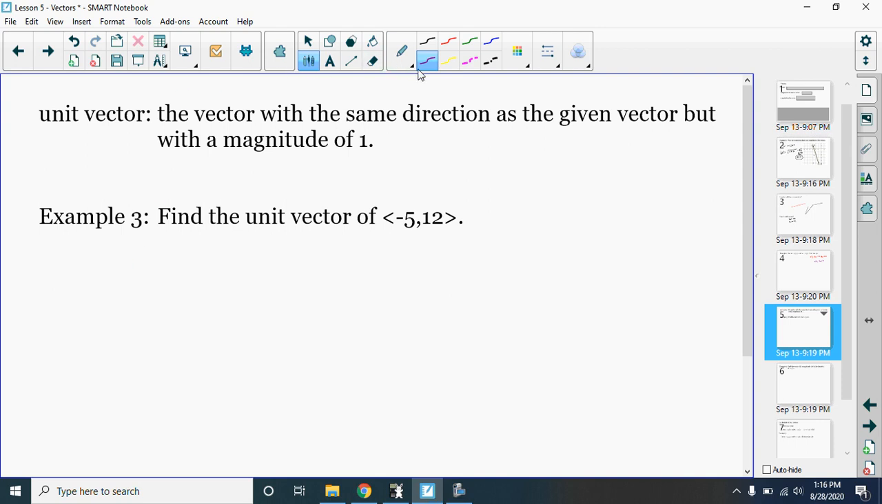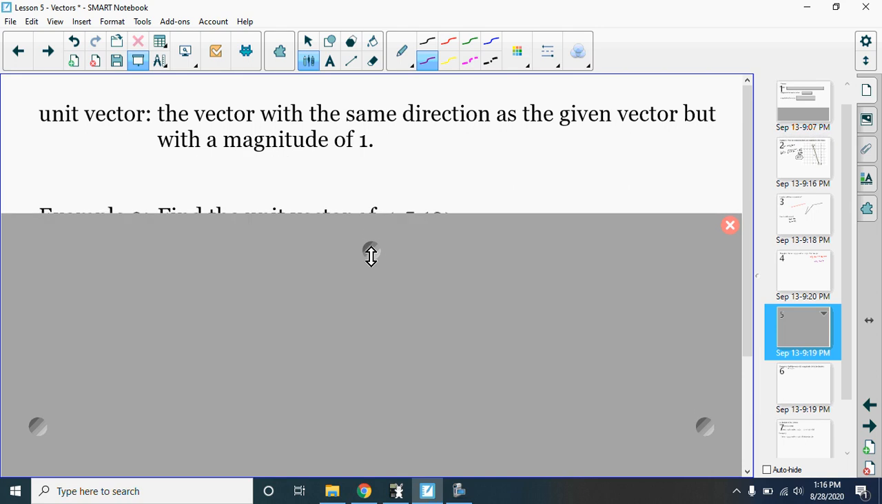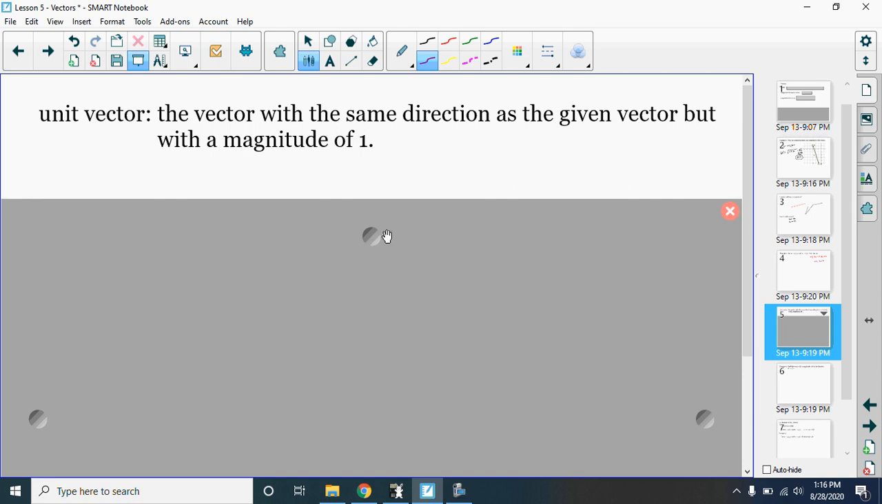A unit vector is a vector that is in the same direction as the given vector, but its magnitude is only 1.